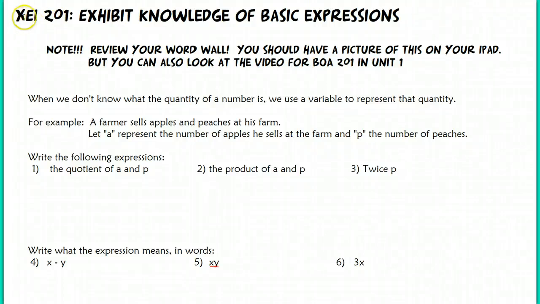This lesson is for XEI 201. We're going to exhibit knowledge of basic expressions. I do want to note first that in order to make sure that you're prepared for this lesson, you should review your word wall. It has a lot of vocabulary and terminology that you need, so you should already have a picture of this on your iPad. Take a few seconds just to review this before you begin your skill sheets.